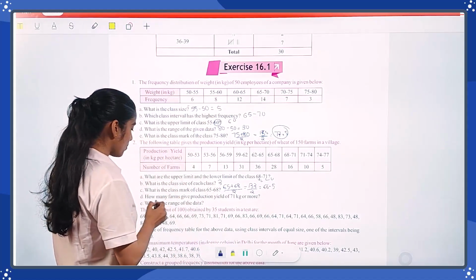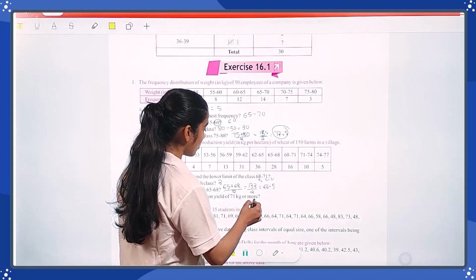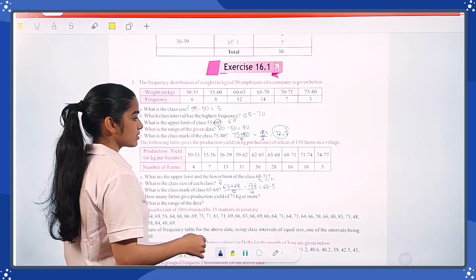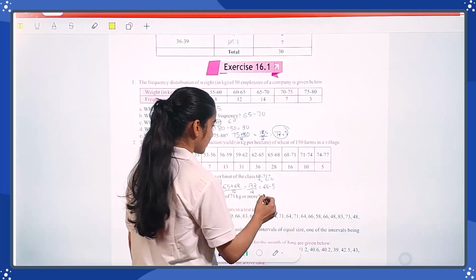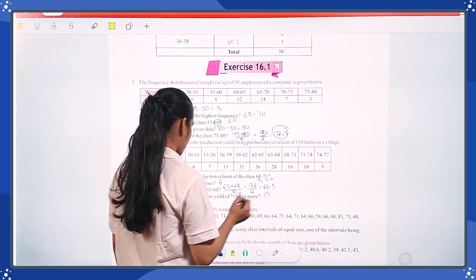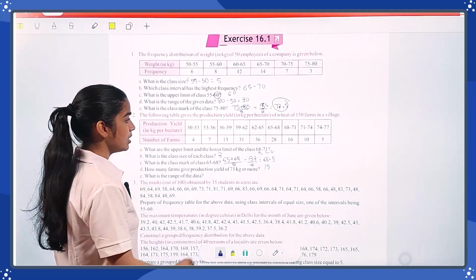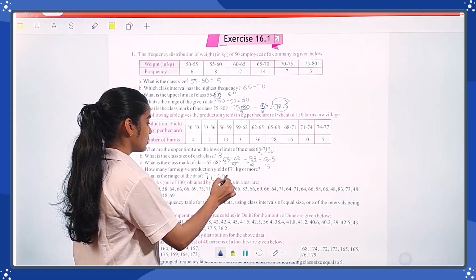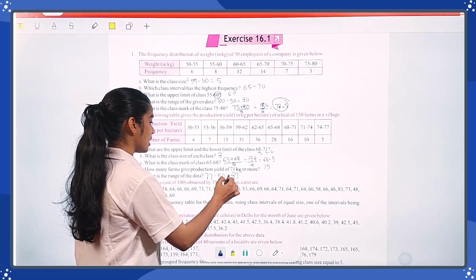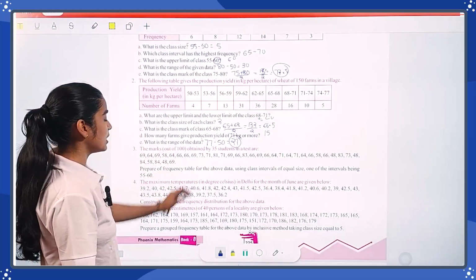Next, how many farms give a production yield of 71 kg or more? So 10 plus 5, 15. Next, what is the range of the data? The highest one is 77 and the lowest one is 50, so the range is 27. Now the marks out of 100 obtained by 35 students.